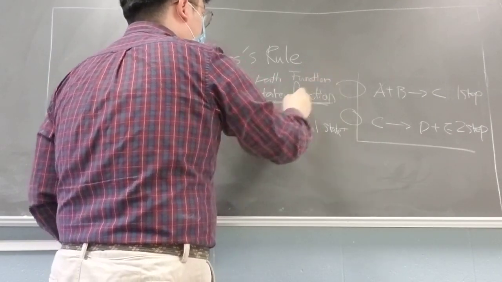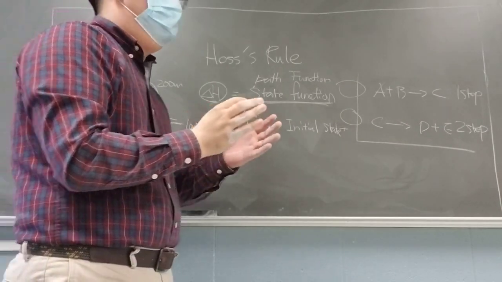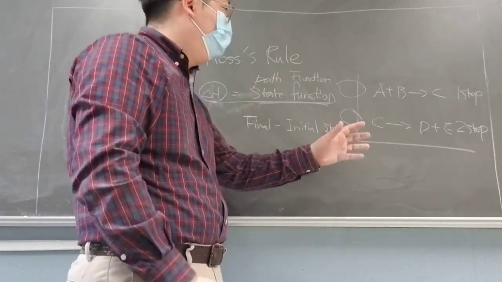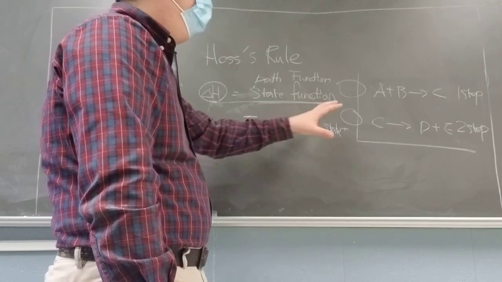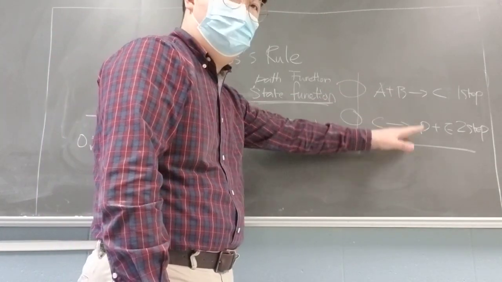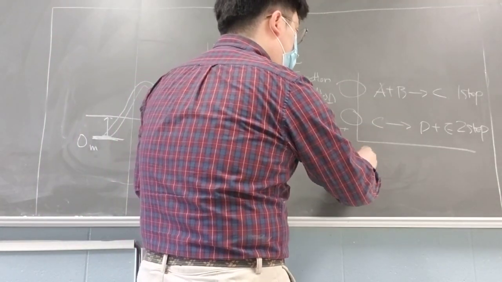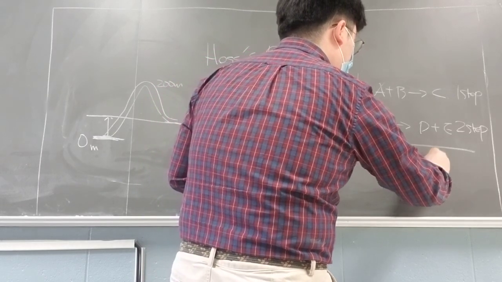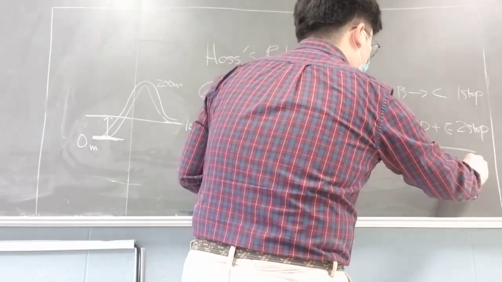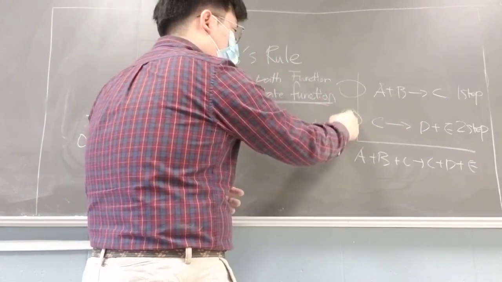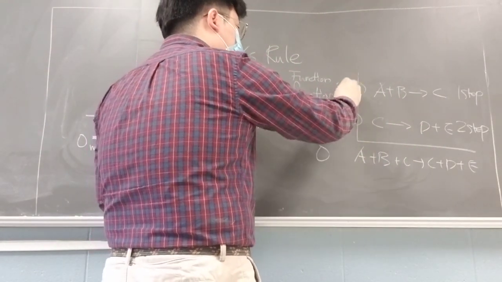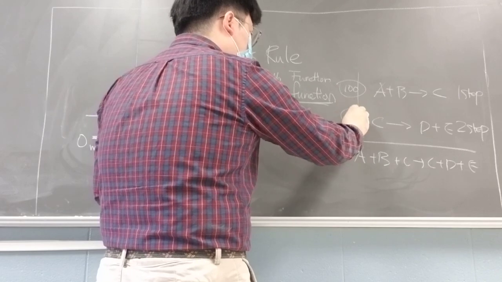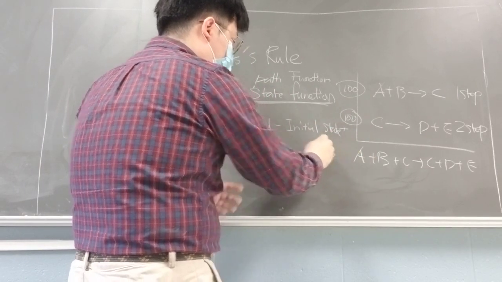But luckily, our enthalpy change is the same as the heat energy at constant pressure. It is a state function. So if you combine these two, it will be the same as A plus B plus C, C, D, E, and you combine these two enthalpy changes together. So if this is 100, and this is 100, this will automatically be 200. That works.